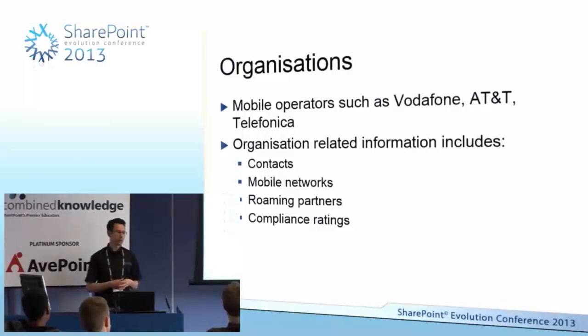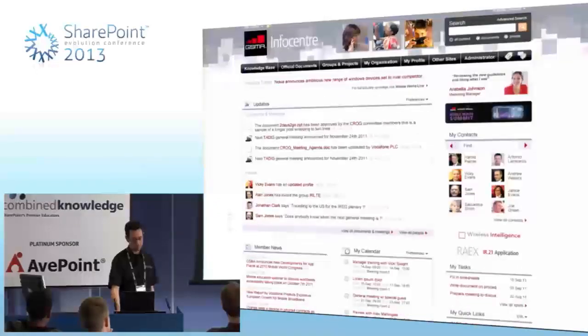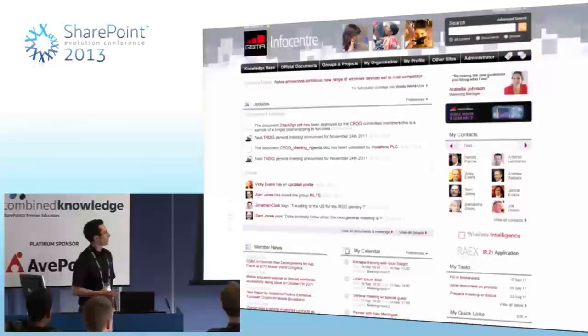The first area we'll talk about is organizations. These represent the mobile operators and other organizations that use InfoCenter. Some of the information we'll look at are the contacts, the mobile networks, the roaming partners, and the compliance ratings. But first of all, I'll just talk about the home page briefly, which is the landing page of the system.